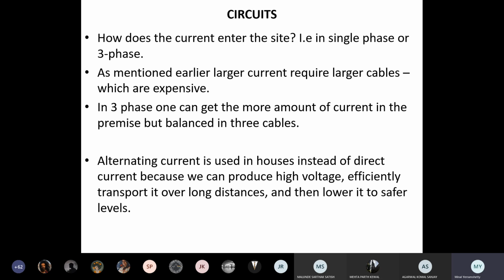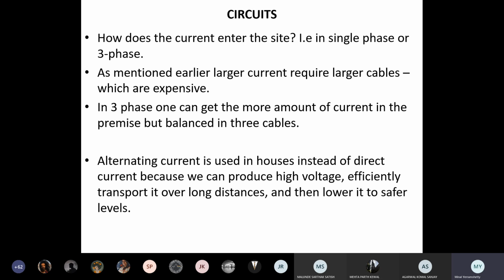As mentioned earlier, larger current requires larger cables, which are expensive and not a very good idea because they use a lot of electricity. Not only are they expensive, there is also loss of electricity. Okay, so I end up paying more bills. So in a three phase, one can get more amount of current in the premise, but balanced in three cables. So what I'm doing is, instead of taking one thick wire, I don't want to lose electricity because I explained I is equal to V. Okay. What I'm doing is I'm distributing it into three cables. It is a three phase, but I'm supplying it into three.